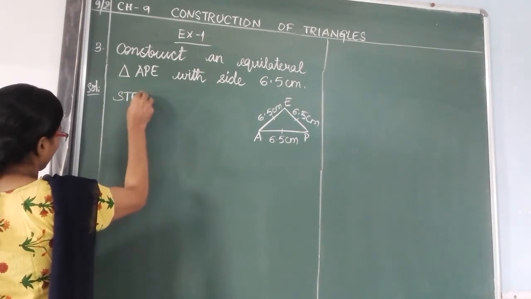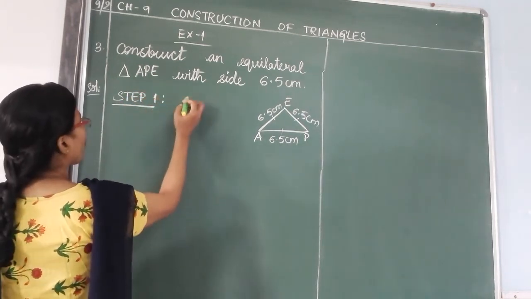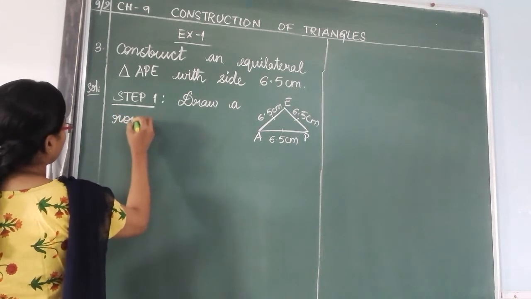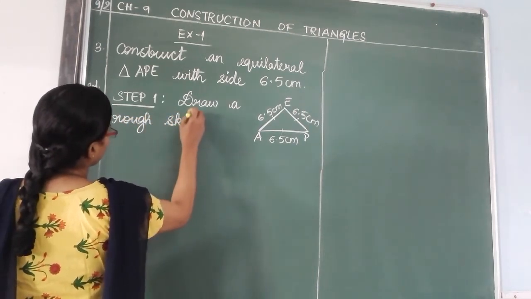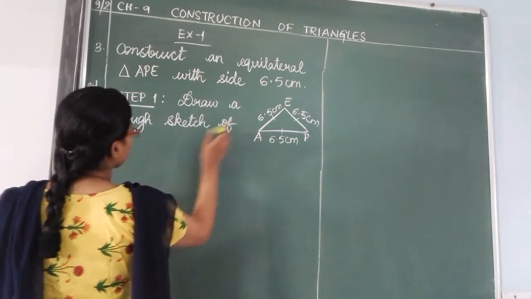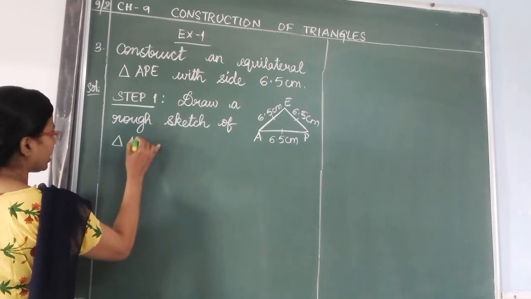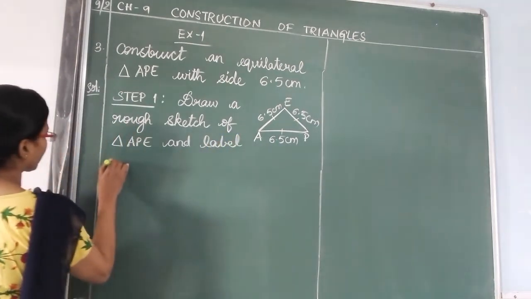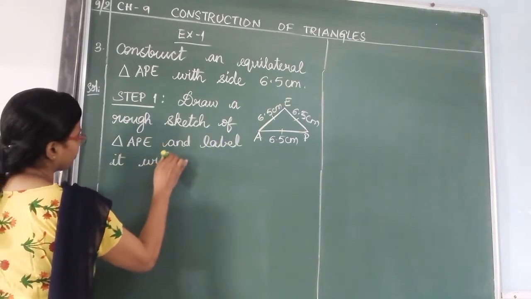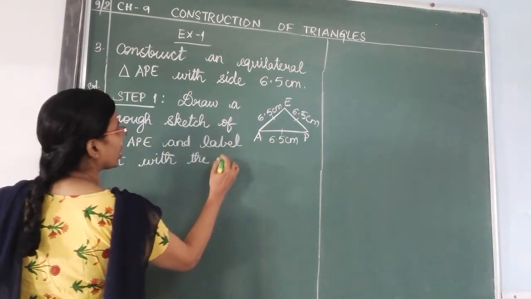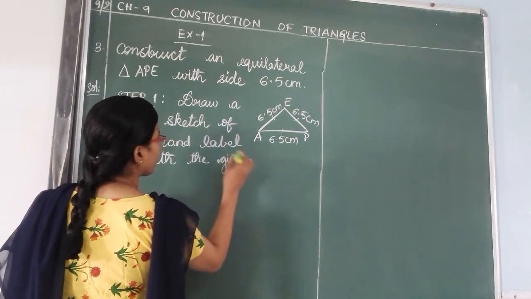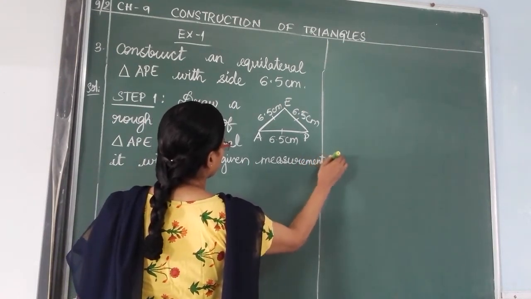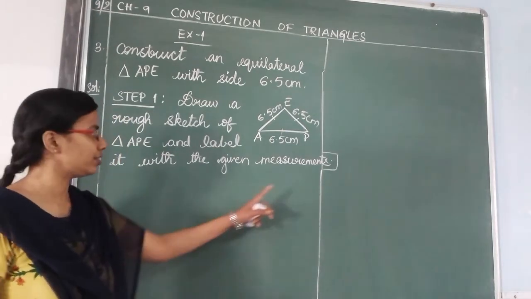Step 1. What is step 1? Draw a rough sketch of triangle APE and label it with the given measurements. This is the first step. Okay, label it with the given measurements.